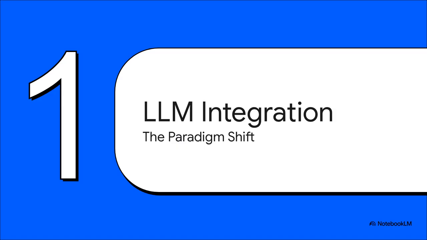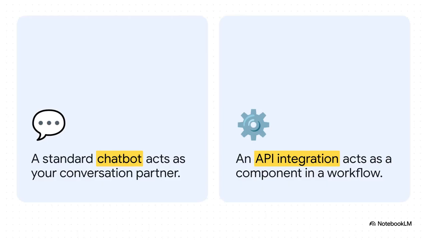Let's kick things off with Section 1, Understanding LLM Integration, the Paradigm Shift. We really need to fundamentally flip how we look at interacting with large language models. Think about your standard chatbot. You type, it answers. It's a conversation partner. But an API integration? Totally different beast. Here we aren't chatting. We are making programmatic calls straight from our Google Apps script. We send a packet of text, we receive a response, and the AI acts as just another component in our workflow. Your script builds the prompt, fires it off, and then does something incredibly useful with the response, like logging it right into a Google Sheet or automatically drafting an email.